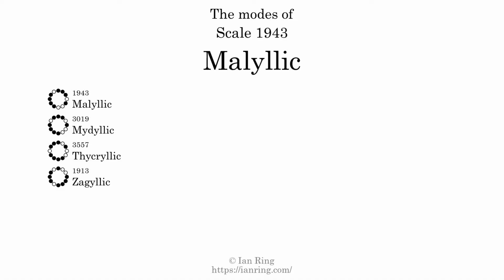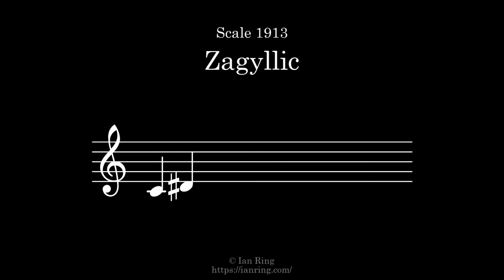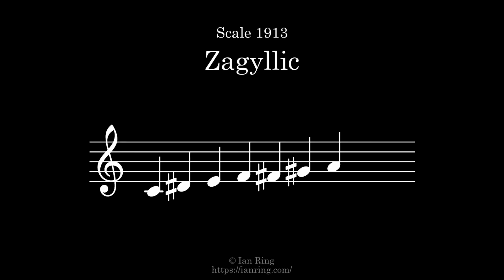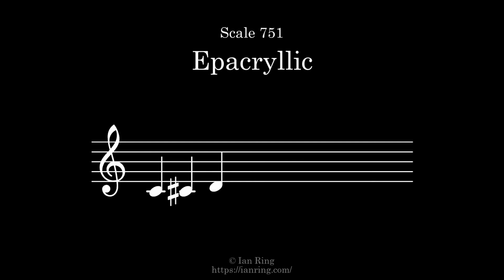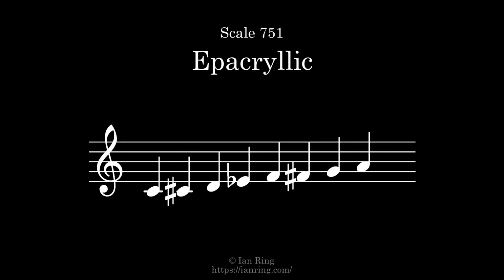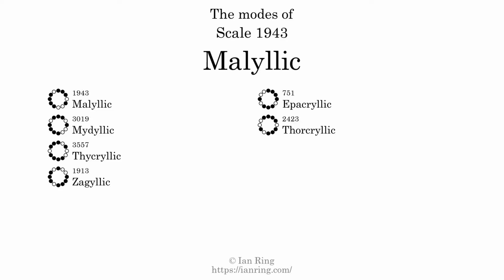The fourth mode is scale 1913, also known as Zygilic. It sounds like this. The fifth mode is scale 751, also known as epicrylic. It sounds like this. The sixth mode is scale 2423, also known as thorcrylic. It sounds like this.